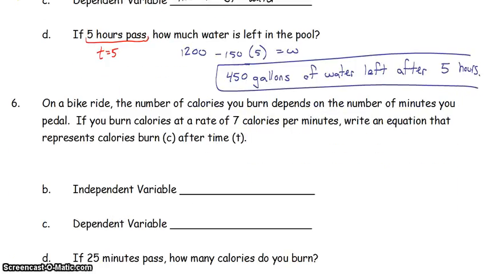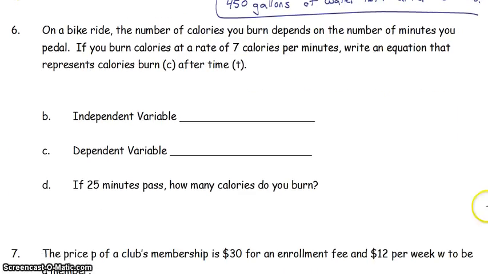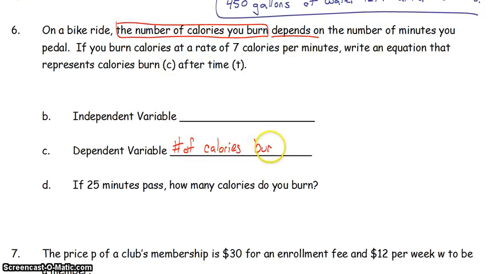Number 6 says that you're riding on a bicycle. The number of calories you burn depends on the number of minutes you pedal. So dependent here, there's your dependency statement. Depends on. The number of calories you burn has to be your dependent variable. And the number of minutes is your independent variable.